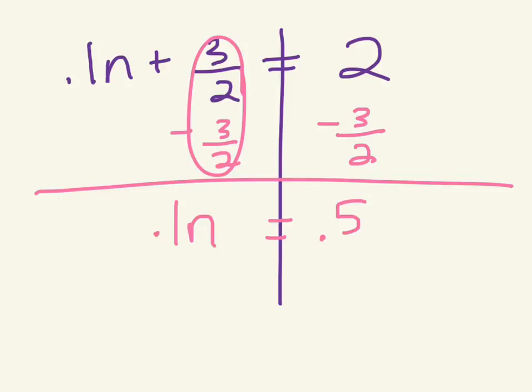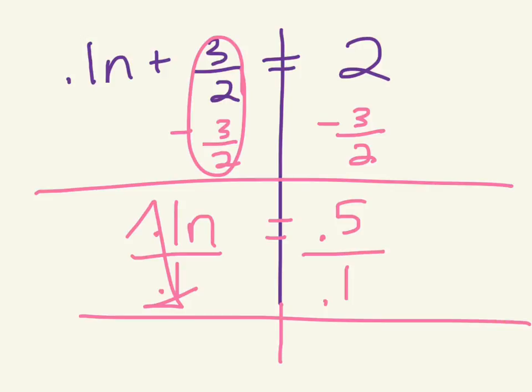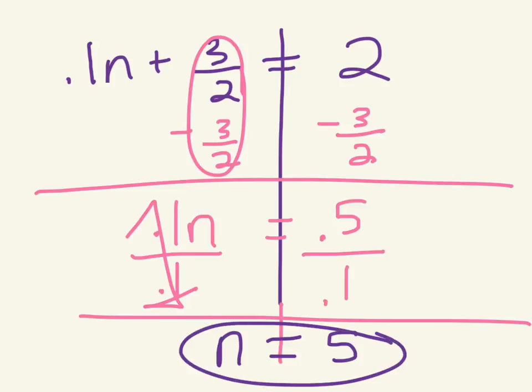Now, I'm trying to make 0.1 teams. I need to divide this by 0.1 so that I can cancel those out and get my n, which means I need to divide this side by 0.1. And when I do 0.5 divided by 0.1, in my calculator I get 5, and over here I have n equals 5.